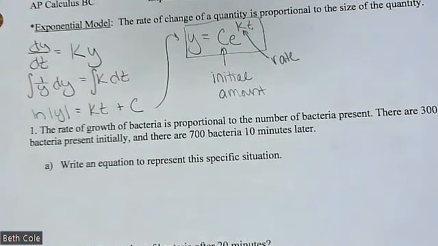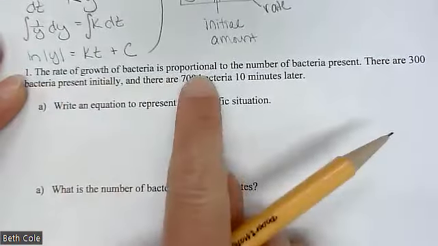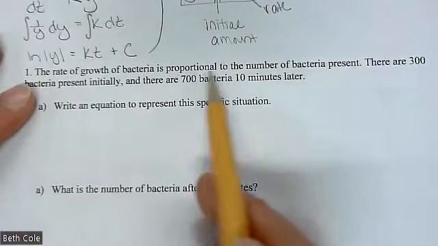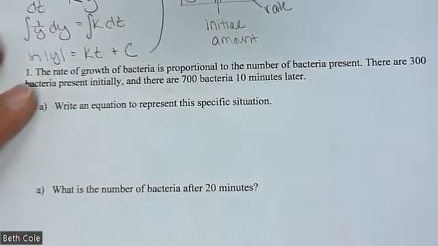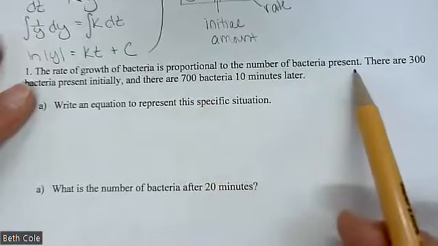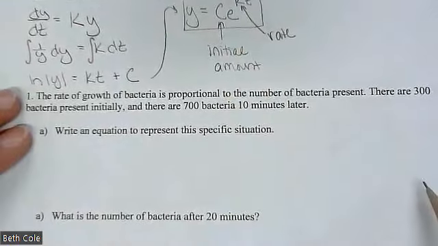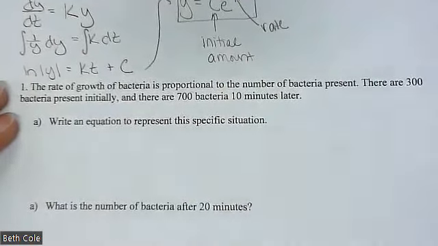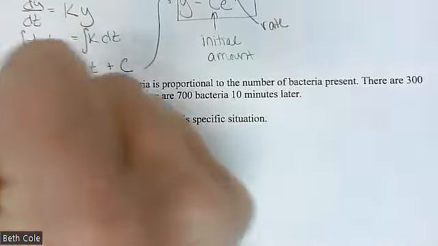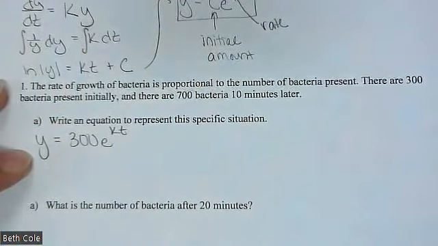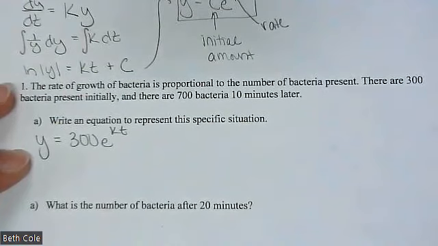All right, here we go. You have to be friends with your calculator here. The rate of growth of bacteria is proportional to the number present. That is a sentence that just tells you it's exponential. Do you see that? Is proportional to the amount present. That means exponential. So you have to know, hey, that means exponential. We're using this Pert formula, right? There are 300 initially. So it's going to be y equals 300 e to the kt. 300 initially.